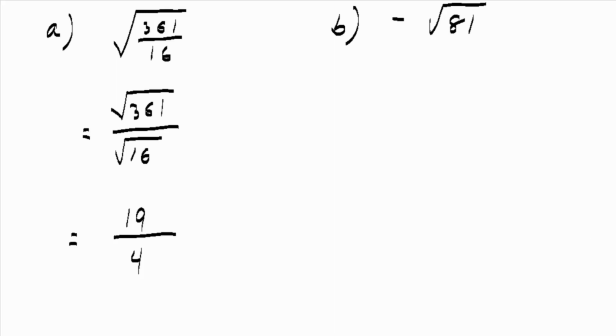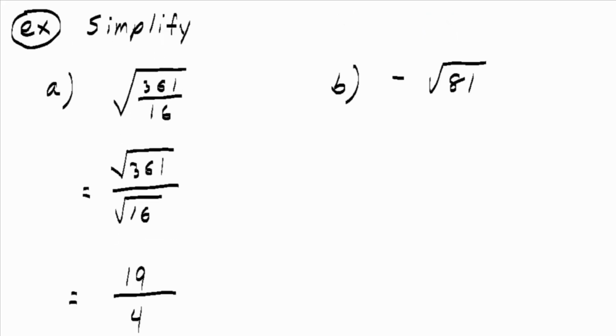Okay, what about part B? In part B, we're taking the opposite of the square root of 81. So what do you think you do first? Well, what's the square root of 81? 9. Okay, so the square root of 81 is 9, and then the negative just comes along for the ride, so negative 9. The opposite of the square root of 81 is the opposite of 9, or negative 9.